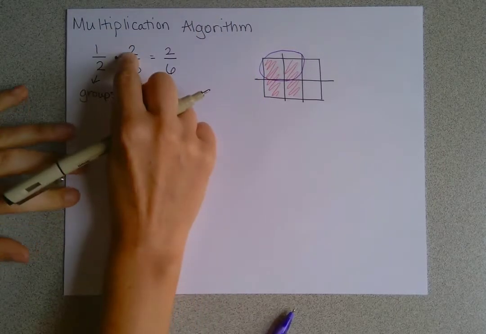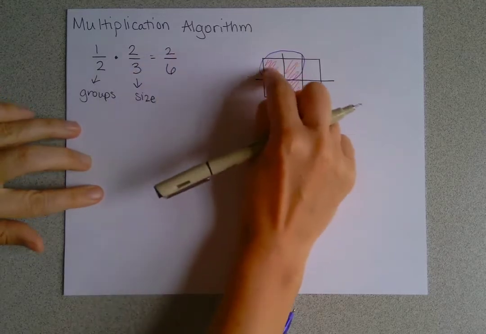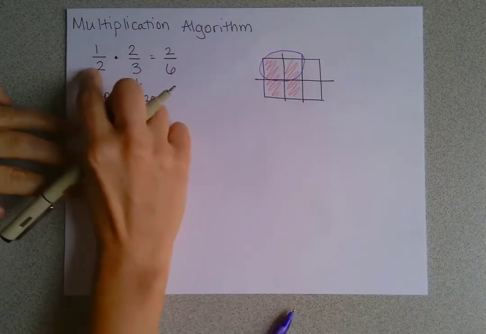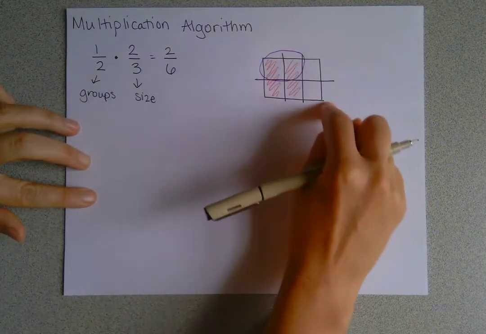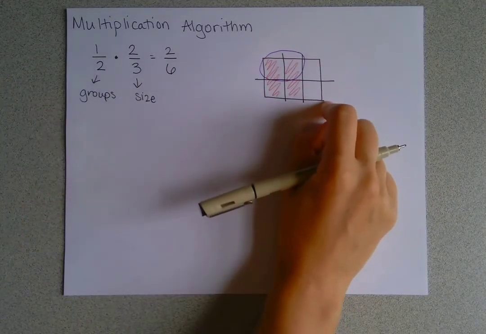1 times 2 gave me 2. You can think of that as the area of what's circled here. 2 times 3 gave me 6. You can think of that as the area of my whole rectangle.